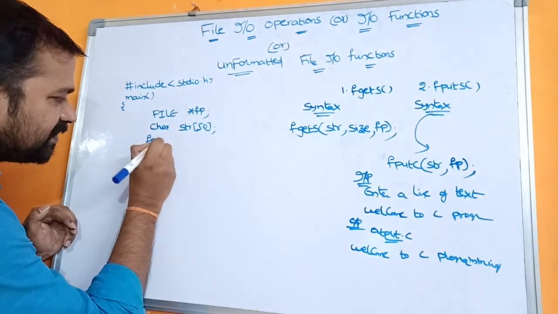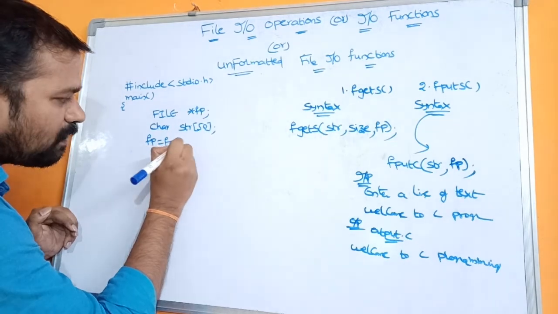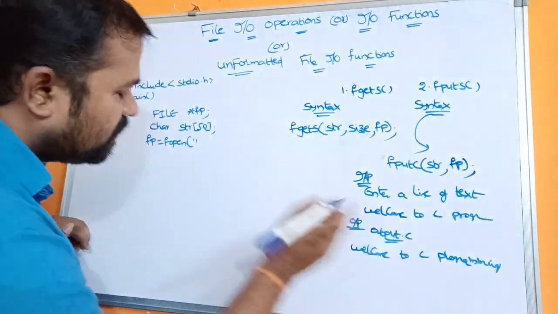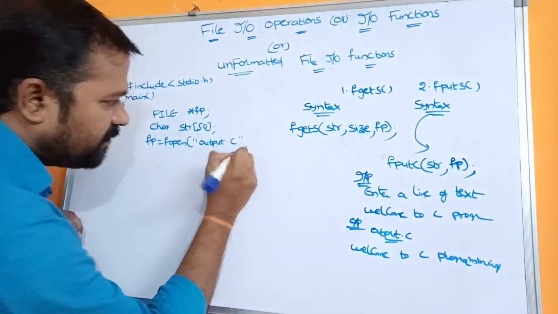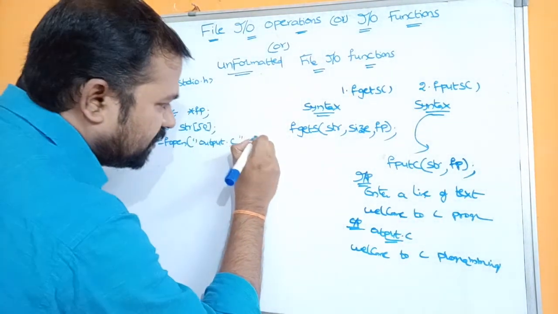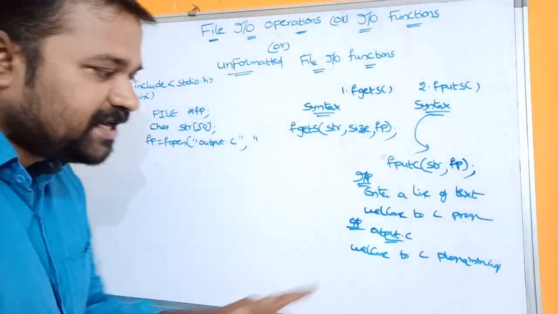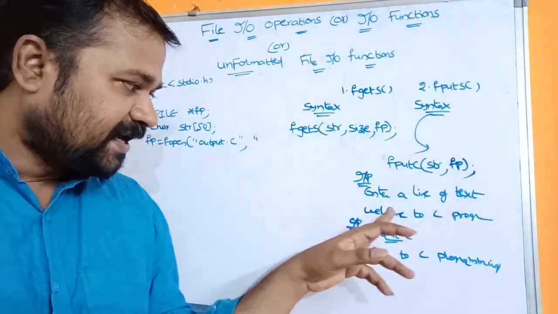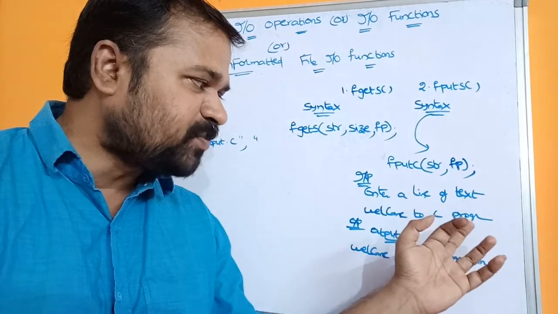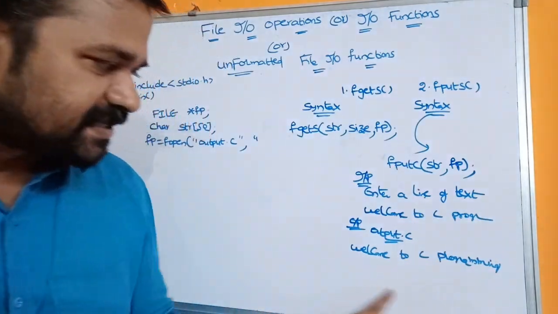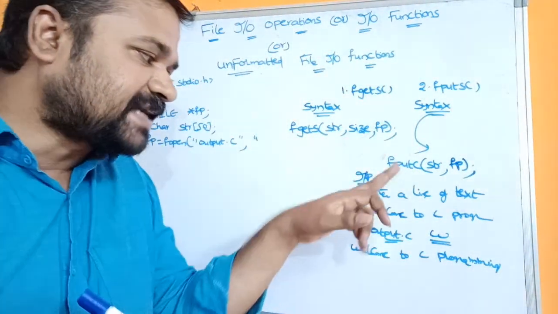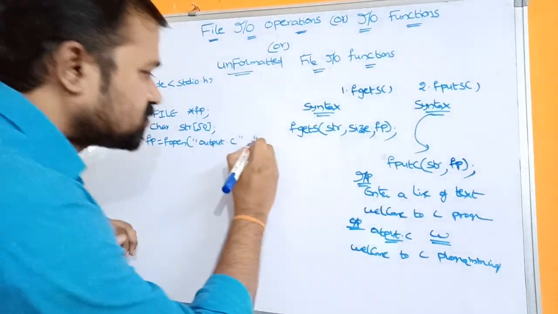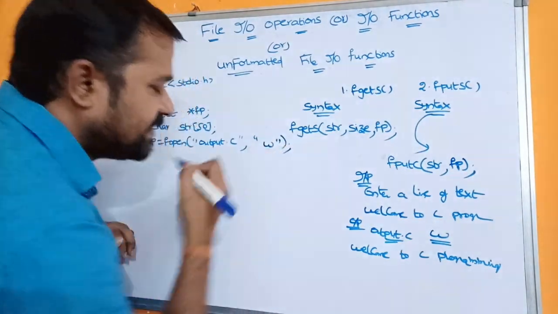Next, open the file. fp = fopen("output.c", ...). What is the name of the file? output.c is the name of our file, comma. What is the second argument? The second argument is the mode. In which mode do we have to open the file? Here we have to write this Welcome to C programming message into the file output.c. So we have to open the file in write mode, because we need to write this content into this file. So the mode here is "w".